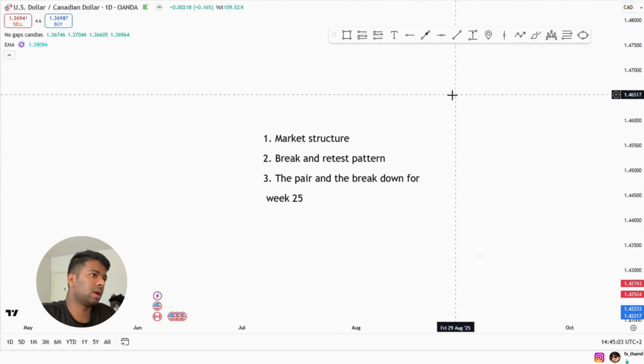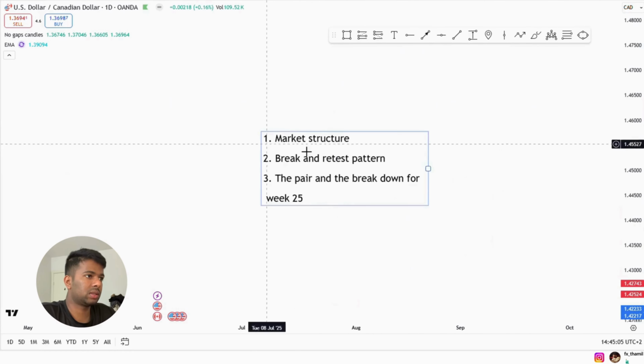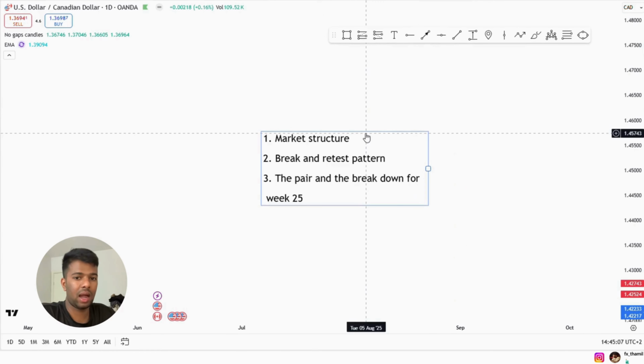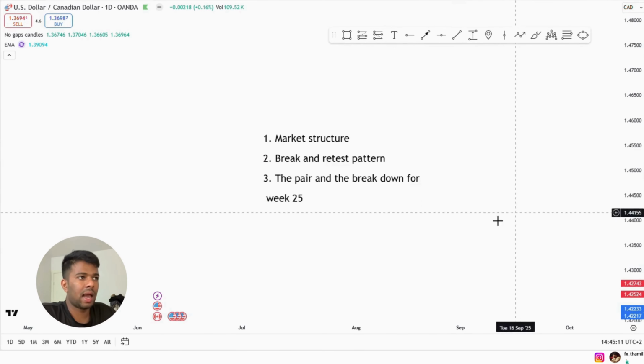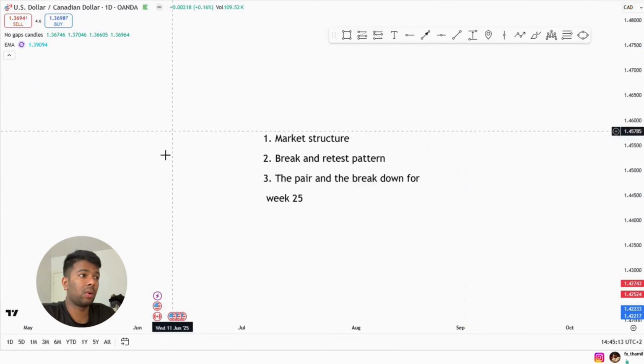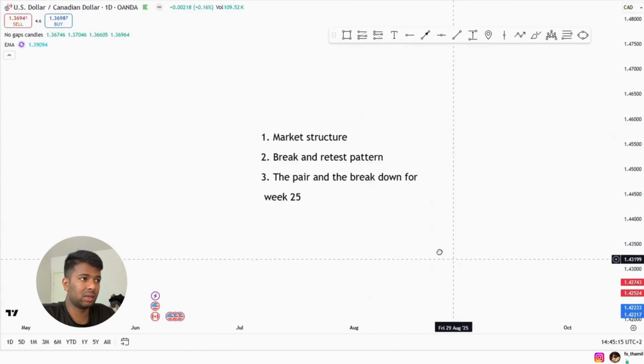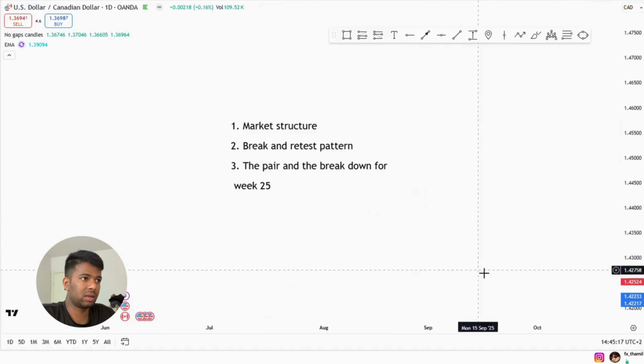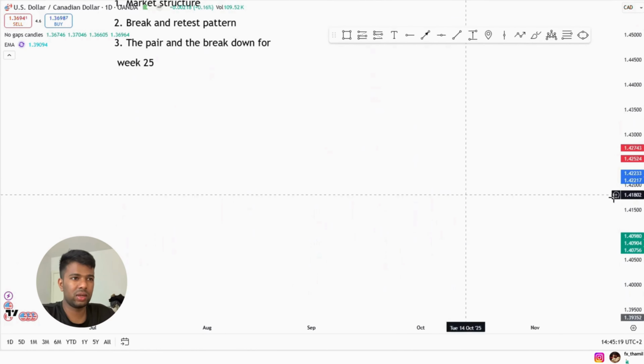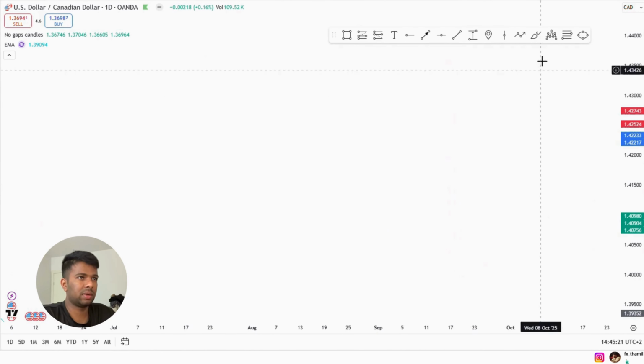In this video, I'm going to be talking about market structure, the break and retest pattern, and I'm also going to break down the pair I'm going to trade next week. I'm going to talk about all of it simultaneously, so not in the order I have it in here. So to just recap, let's start with the market structure.